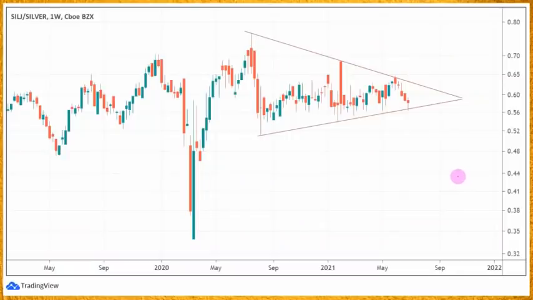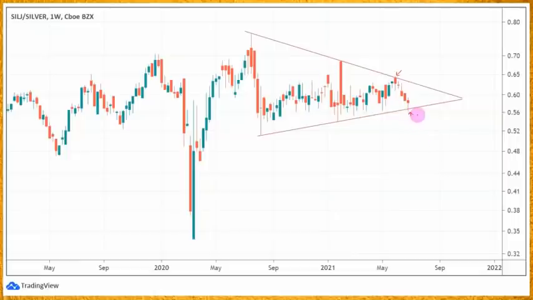Okay, and then this is the SILJ to silver ratio. We've been looking at this. A downwards move means that the silver miners are underperforming silver, and that's what's been happening in the last few weeks, really. We are in what looks like this triangular formation. It kind of just poked above that line here, but didn't really close above it. And here it poked below it, but didn't really close below it.